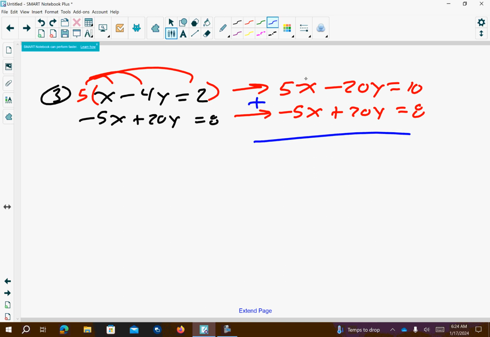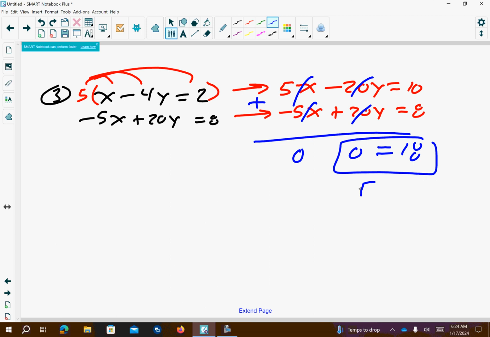So when we add these together, this cancels and this cancels. So now we get 0 is equal to 18. Is 0 equal to 18? No, this is false. So that means we have no solution. You could either write no solution, or you could write the empty set symbol, which means no solution as well. Let's make sure to put a slash through that 0.